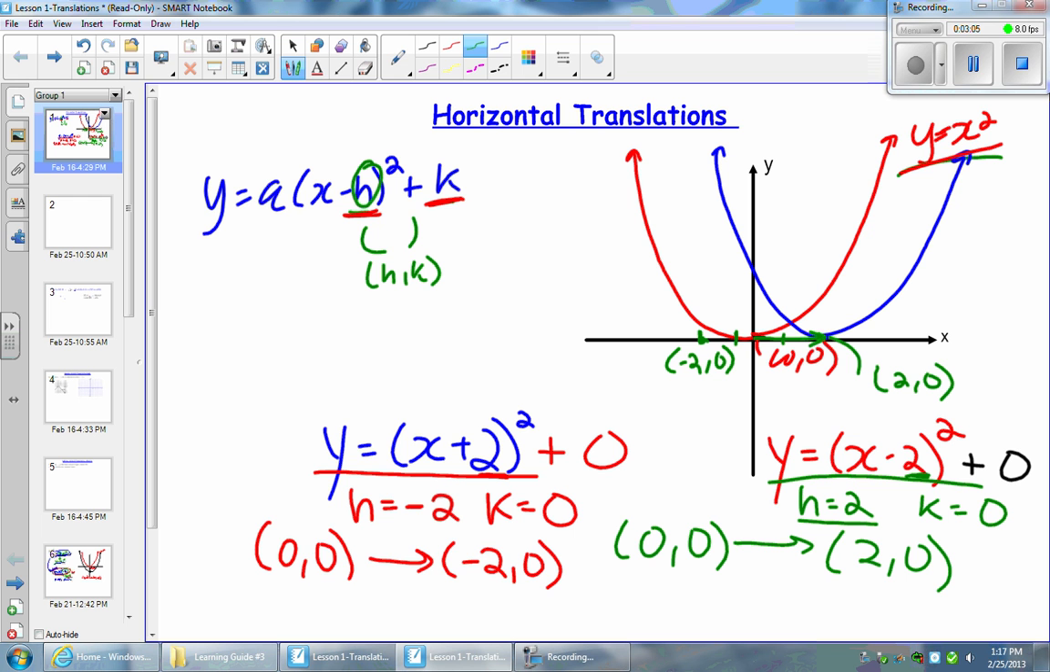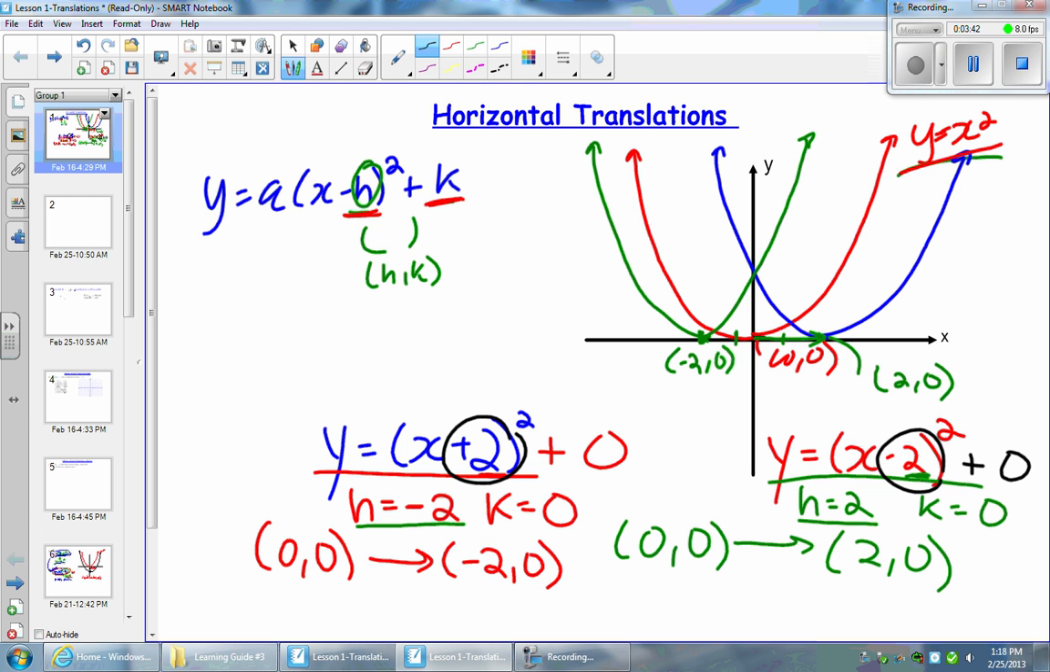And does it change shape? No, it doesn't change the shape. It still is a parabola opening upwards just like that. All right, so when h was negative 2, you went left 2 units. So notice the little oddities here that we have. This plus 2, I'll circle it here. This plus 2 meant that we were going left 2 units. Okay, this minus 2 means we're going right 2 units. So you're doing exactly the opposite of the sign. If it's a minus, you're going to the right. If it's a plus, you're going to the left.